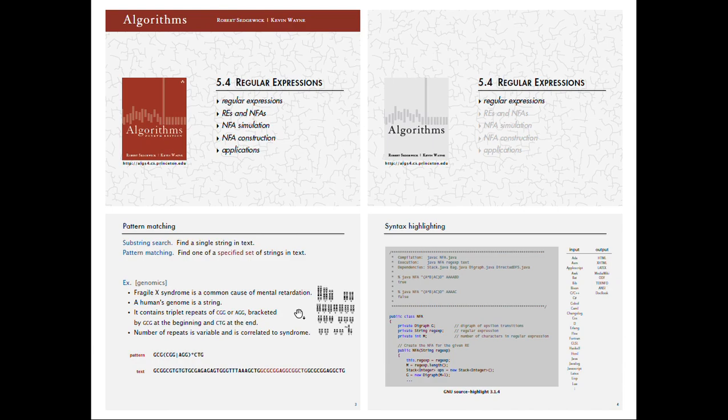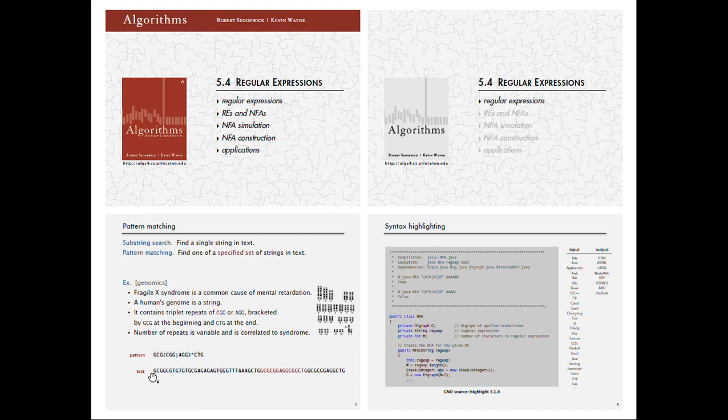And this is our pattern. The beginning is GCG, and there can be CGG or AGG, and the star means multiple times or none. Then it ends with CTG.